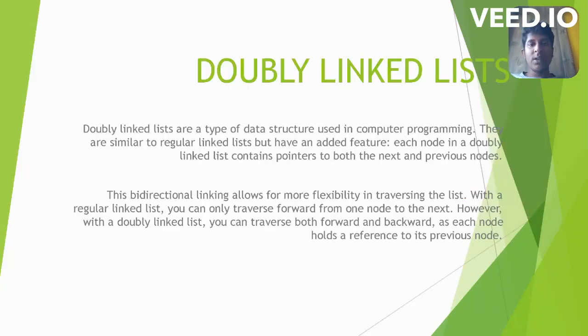Double linked list. Doubly linked lists are a type of data structure used in computer programming. They are similar to regular linked lists but have an added feature. Each node in a doubly linked list contains pointers to both the next and previous nodes. This bidirectional linking allows for more flexibility in traversing the list. With a regular linked list, you can only traverse forward from one node to the next. However, with a doubly linked list, you can traverse both forward and backward as each node holds a reference to its previous node.